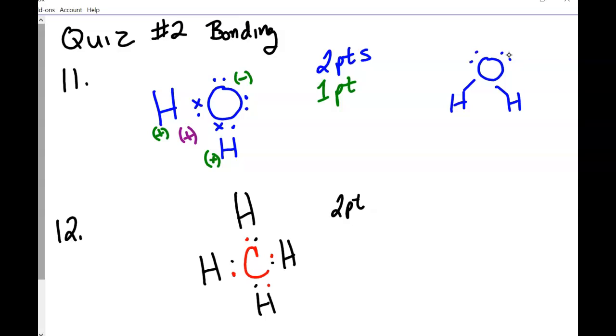All right, so water should look like this, be bent and polar, and CH4 should look like this and be tetrahedral and nonpolar in shape.